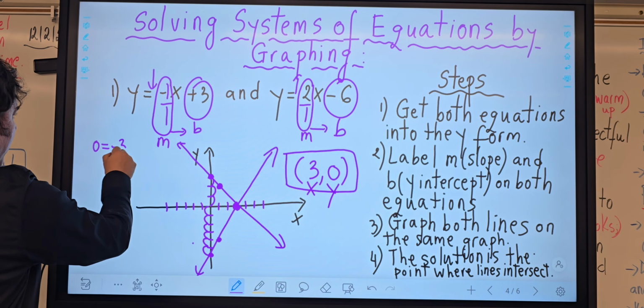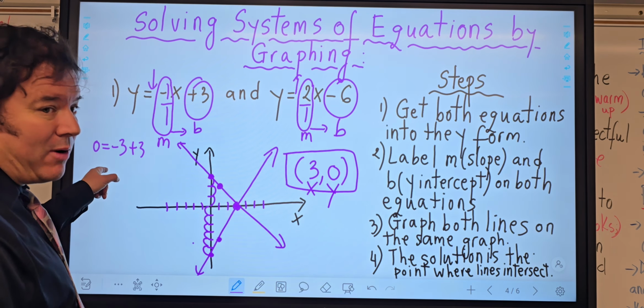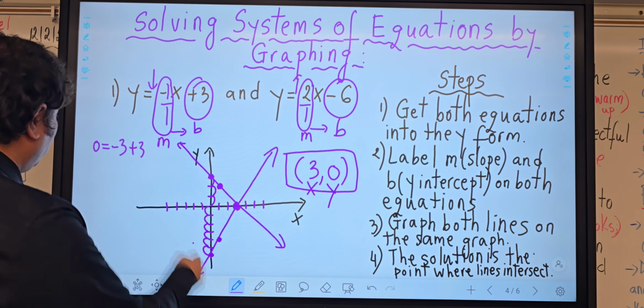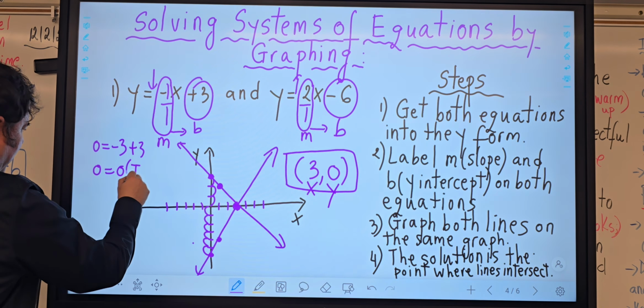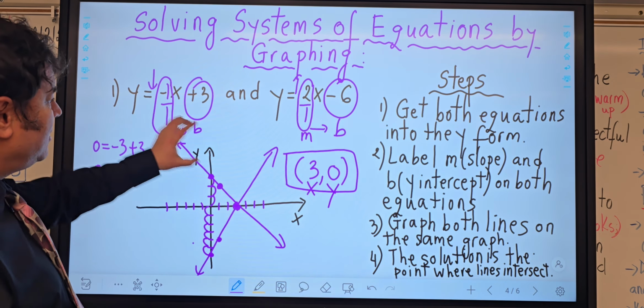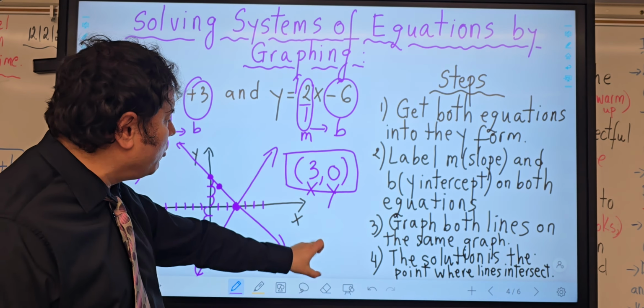So we have negative 3 plus 3, right? So obviously negative 3 plus 3, we get 0. 0 equals 0, and that's a true statement. That means it worked, the solution worked for the first equation. Let's check the second equation. I'm going to do the work right here.